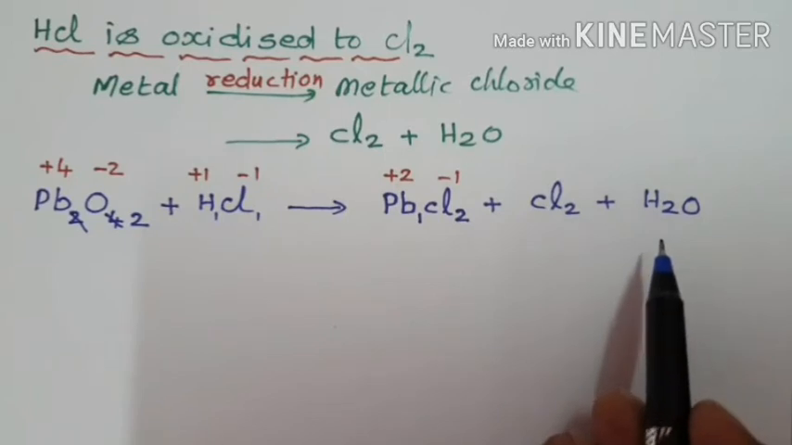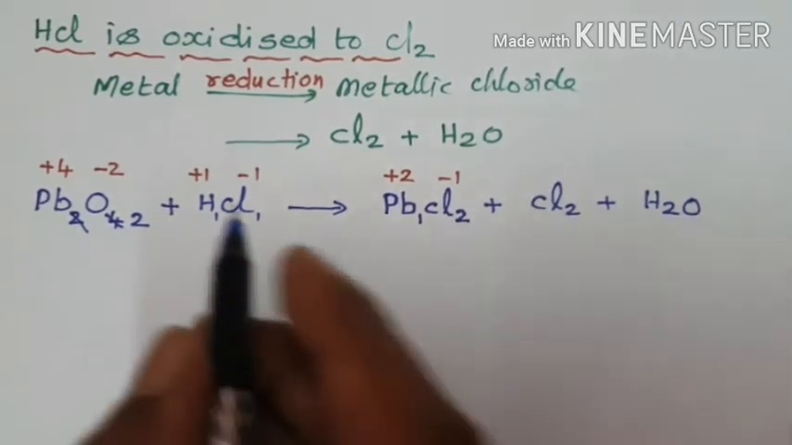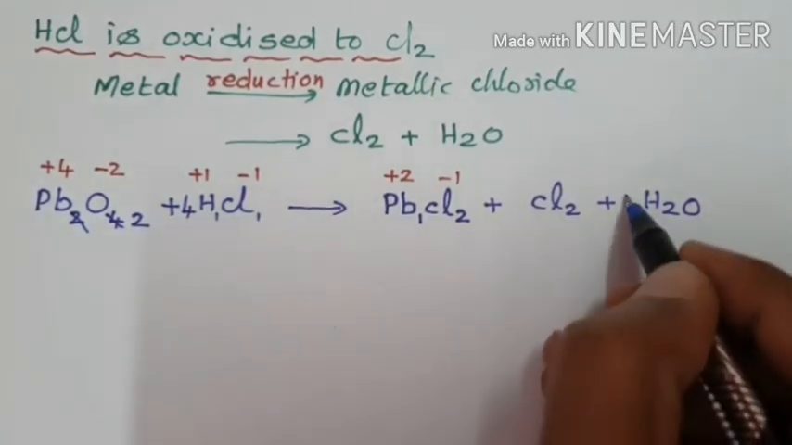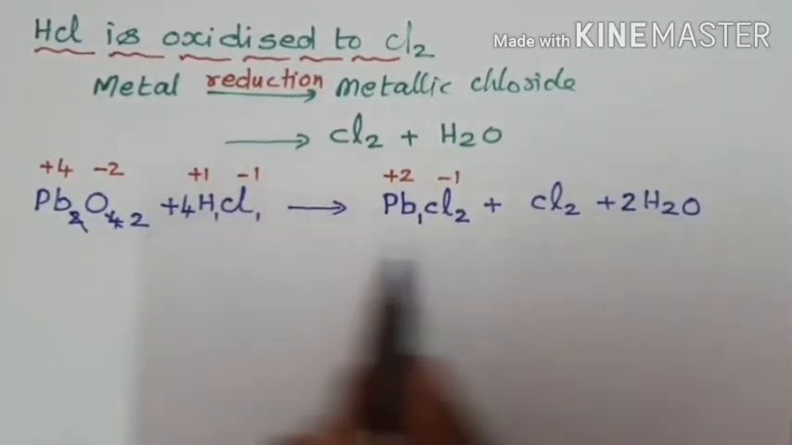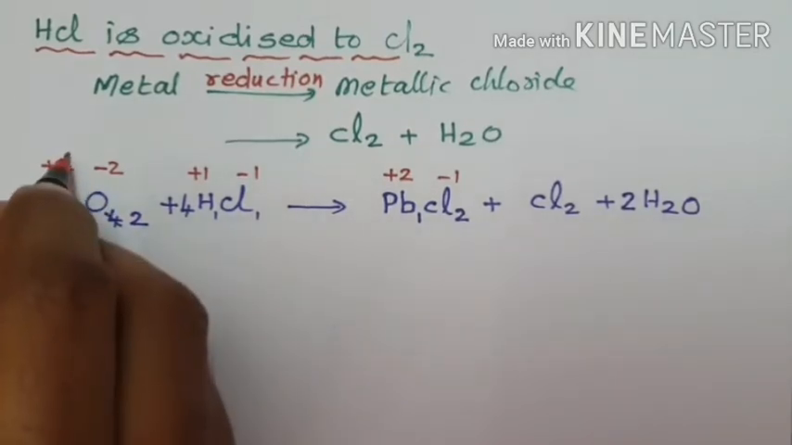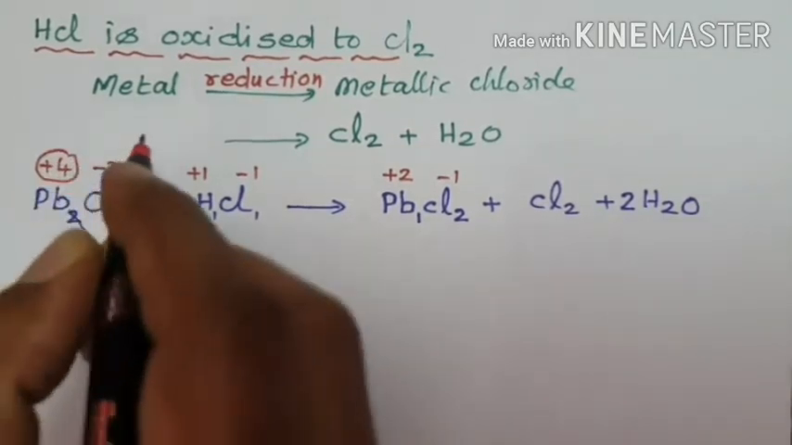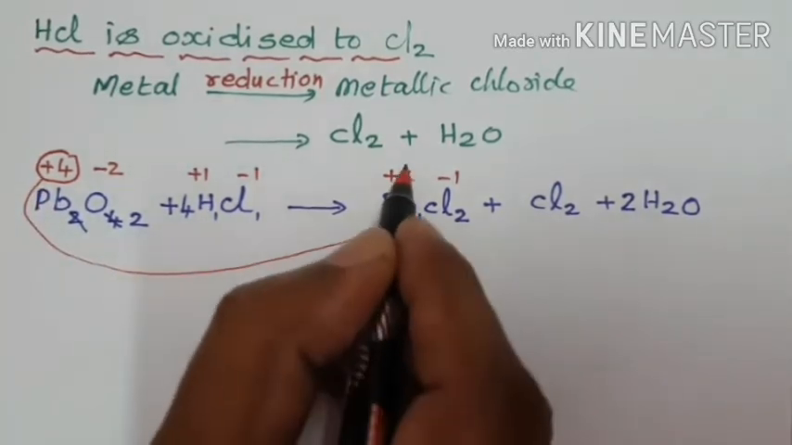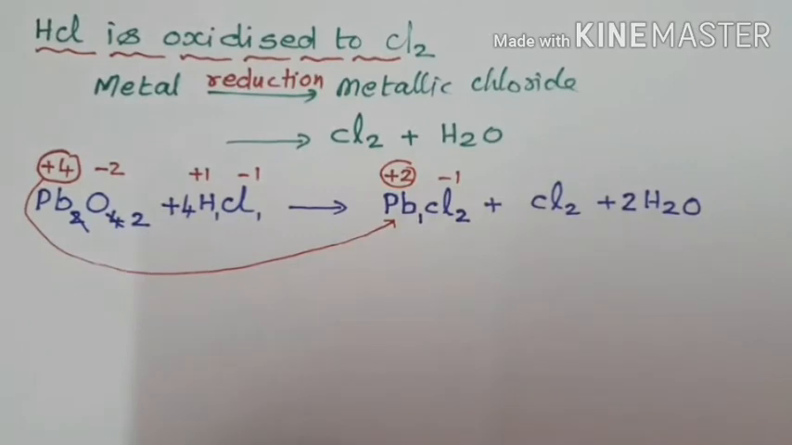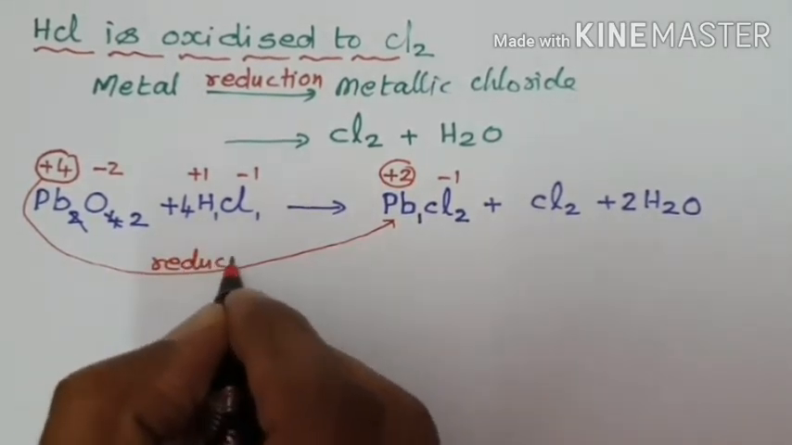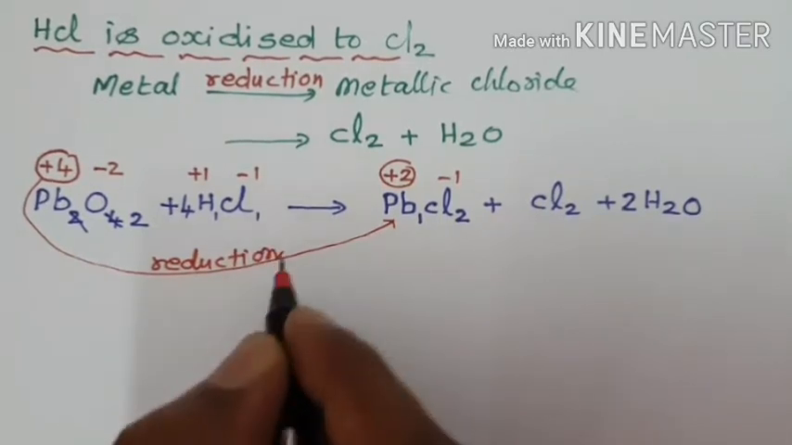There is no change. 2 chlorine, 2 chlorine, 4 chlorine, 4 chlorine, 4 hydrogen, 2 into 2s are 4 hydrogen, 2 oxygen, 2 oxygen. When you move from left to right, the oxidation number of lead decreases from plus 4 to plus 2. The number decreases, therefore it is called reduction.